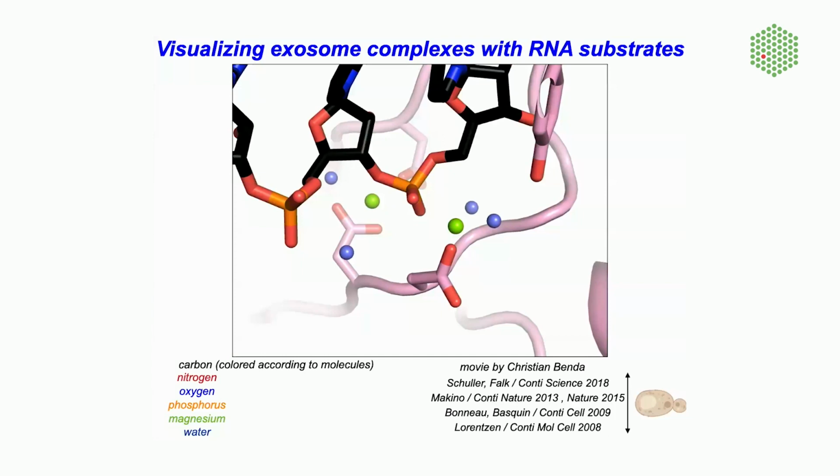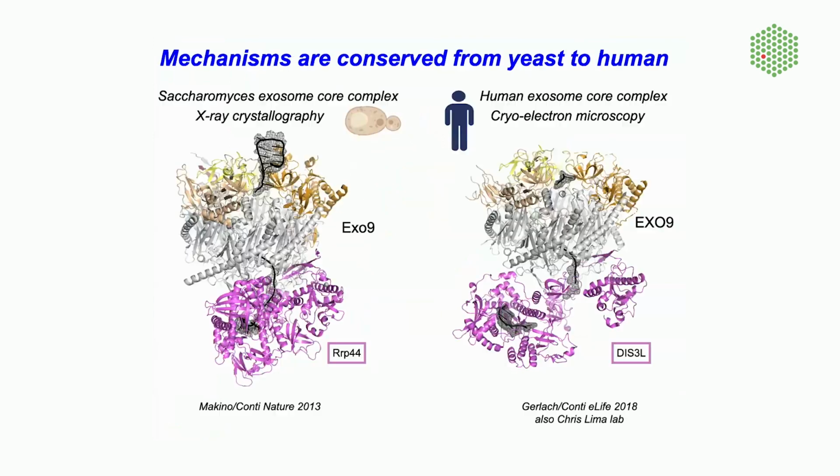So this is yeast here with this little scheme over here. But actually, the architecture of the complex has been conserved through evolution. So this is the structure in yeast, which I'll just show you. This is the structure from human, work from us and also from Chris Lima's lab at Sloan Kettering. And you can see there are some details that are different, but the overall structure is very similar.